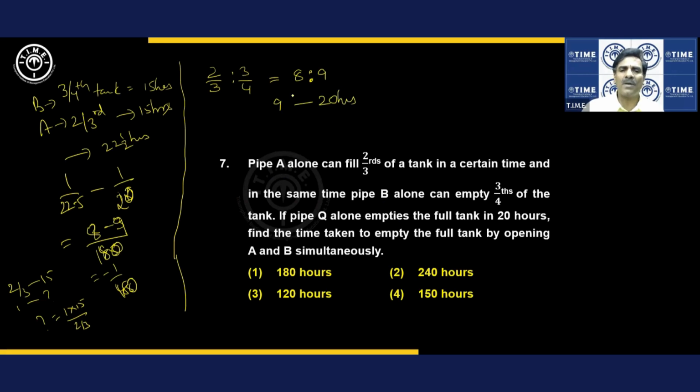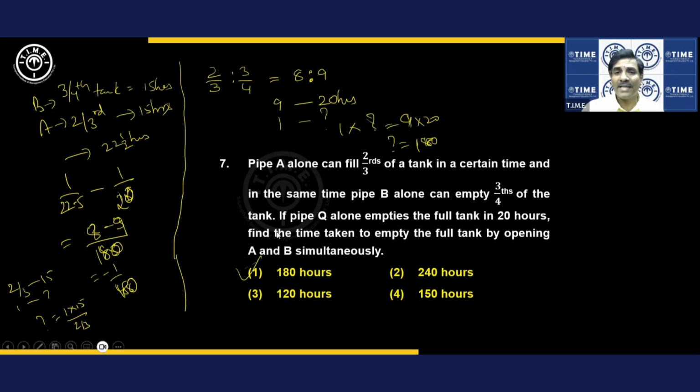When both are operated simultaneously, one part is emptied every unit time. This is filling 8 parts in a unit time, whereas this is emptying 9 parts in the time. So one part is effectively drained out. So to complete the whole tank, it is basically inversely varying. So 9 into 20 should be equal to 1 into question mark. So question mark should be equal to 180. So answer for this question should be 180 hours, right?